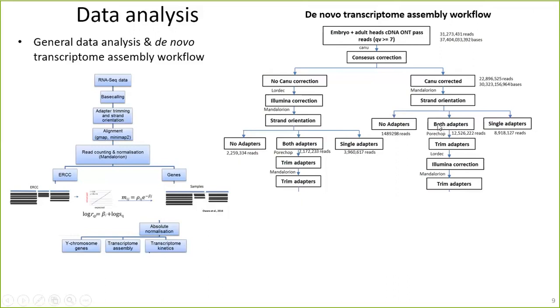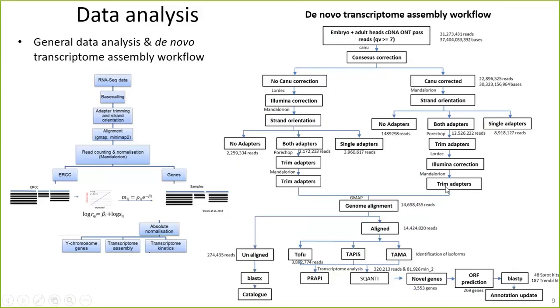And then we perform another round of correction using Illumina reads, with a tool called LoRDEC. For the reads that were not corrected by Canu, we just corrected them using Illumina and did the same thing. And just to give you an idea about how this improves the accuracy of the reads, the raw reads that we have from Nanopore have an alignment identity of about 88%. But after performing Canu, we increase this to about 97%. This is close to a 10 percentage point increase. And once we do the Illumina correction, we get another 1 or 2 percentage points up to about 98-99%. Anyways, after the correction, we do adapter trimming, and then we align the reads onto the genome.